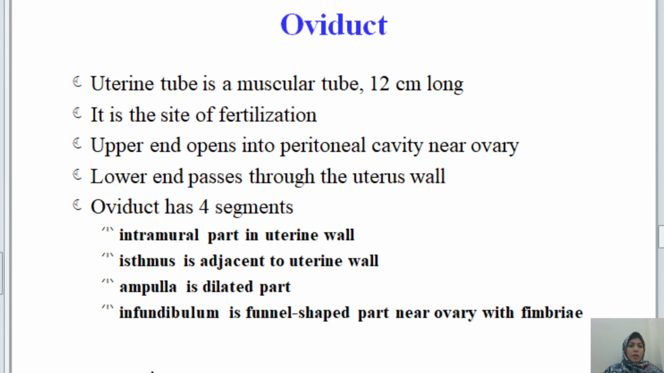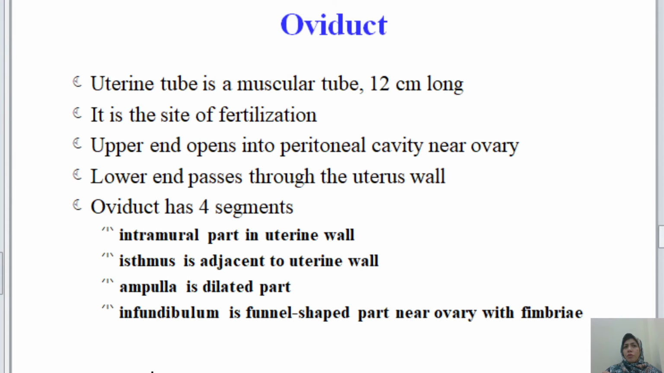The upper end opens into the peritoneal cavity near the ovary, and the lower end passes through the uterus wall. The oviduct has 4 segments, including the intramural part that is in the uterine wall. The isthmus is adjacent to the uterine wall. The ampulla is the dilated part of the oviduct, and the infundibulum is a funnel-shaped part near the ovary with fimbriae.